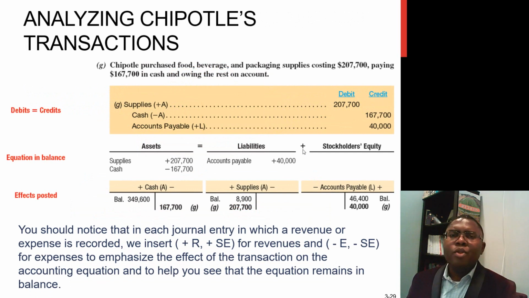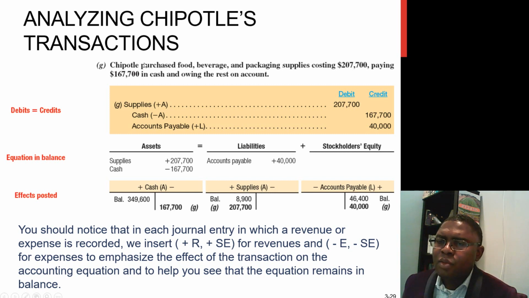So those are the rules that are required in journalizing transactions. All right, now we are going to look at more specific types of transactions. The first one we want to look at is Chipotle purchased food, beverages, and packaging supply costing $207,700, paying $176,700 in cash and owing the rest on account.